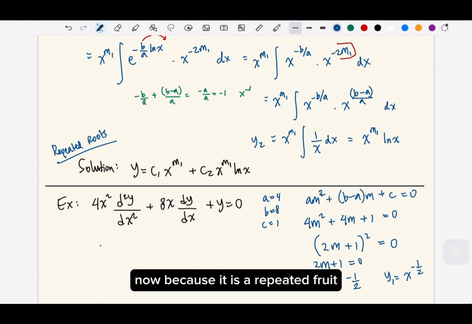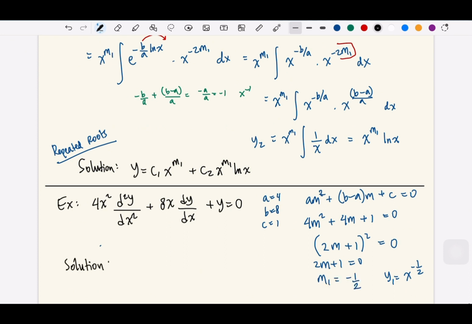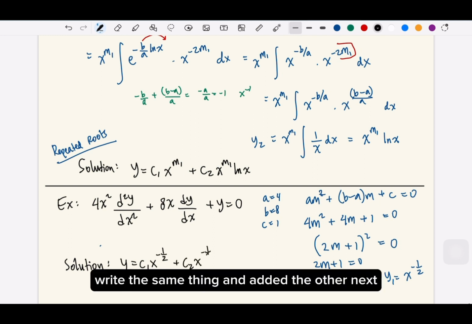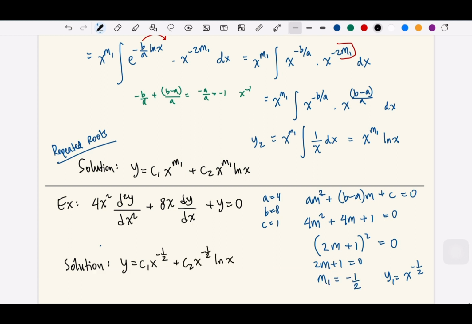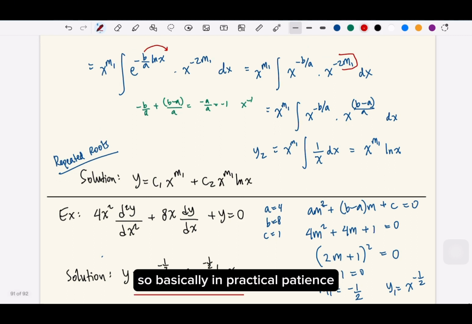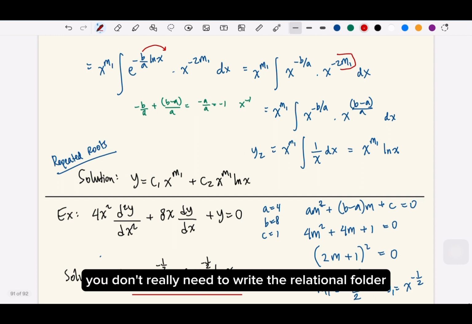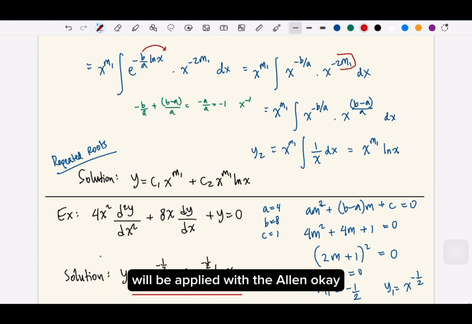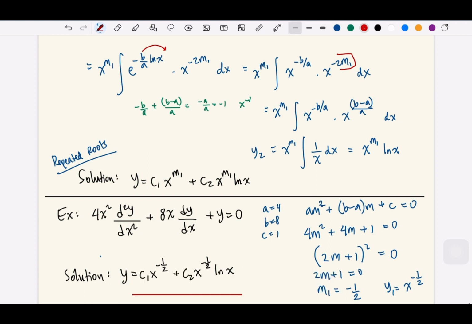Now, because these are repeated roots, we can directly write the general solution. So the solution is y equals c1 x to the negative 1 over 2 plus c2, write the same thing and add the ln x, just like that. Okay. So basically, in practical computations, you don't really need to write the reduction of order. You can just write the conclusion, which is this. For repeated roots, just multiply with the ln.